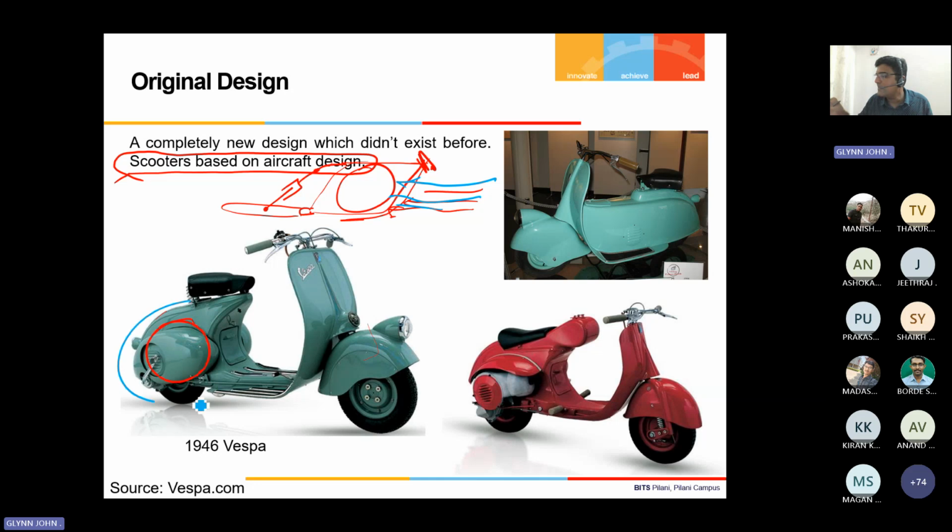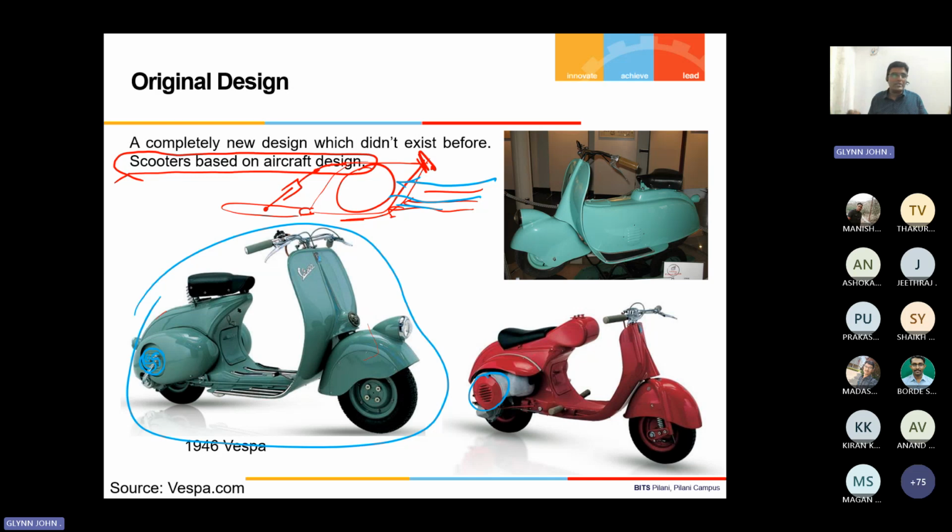But here in this case, they had forced cooling. So that means they'll have a fan here which will suck the air and that will cool the engine, right? So they had forced cooling. So you see, they have used technologies which already existed: engines, fans, and sheet metal body design like in an aircraft. But the solution was a totally new vehicle, a totally new two-wheeler, right? With smaller wheels and more convenience built in, right?